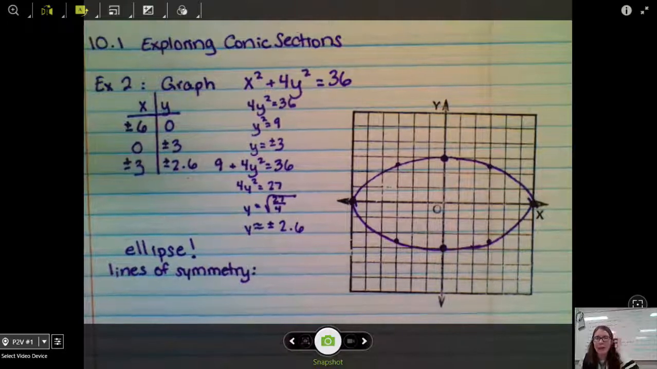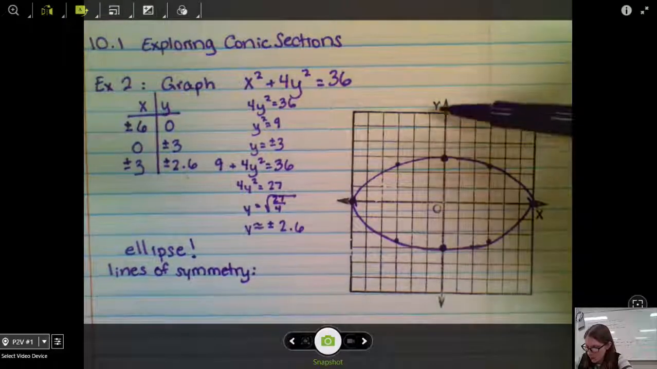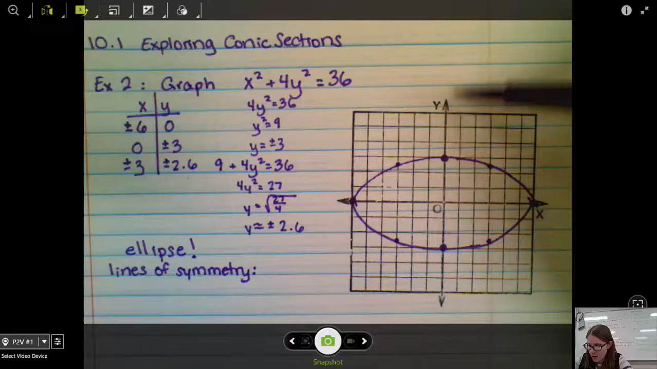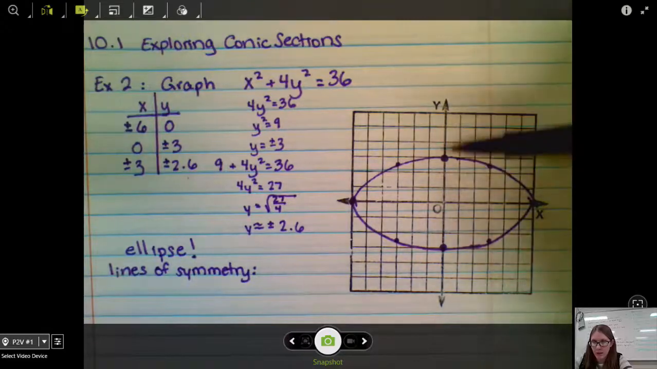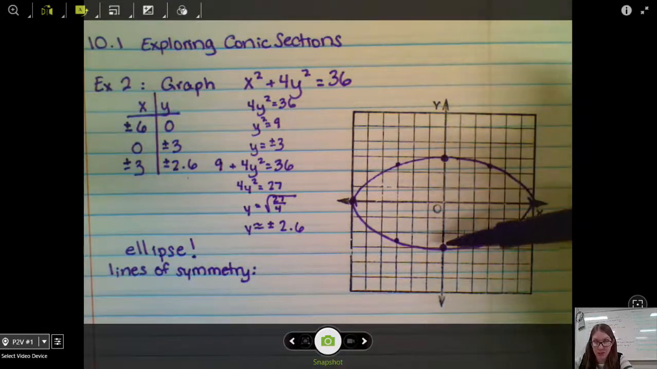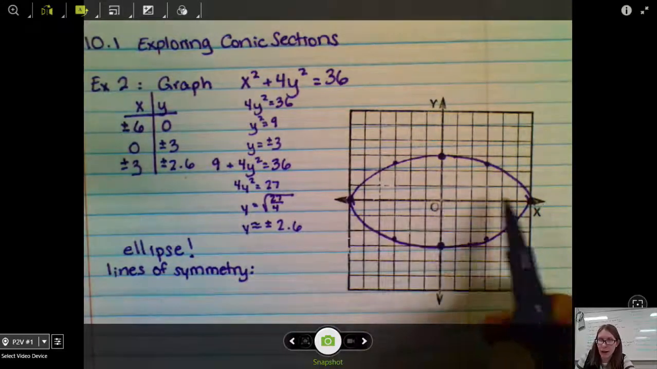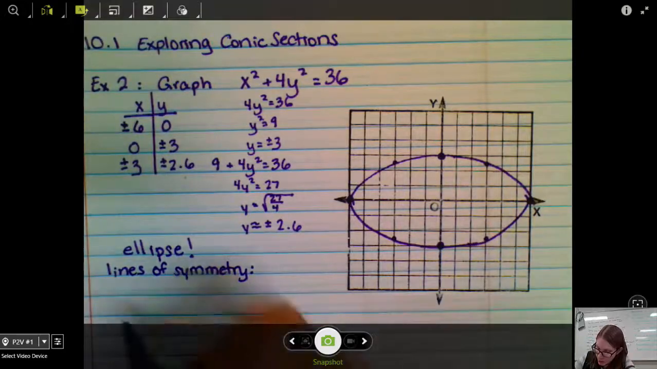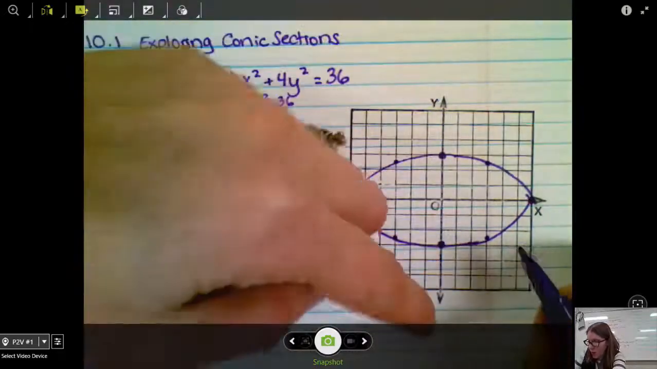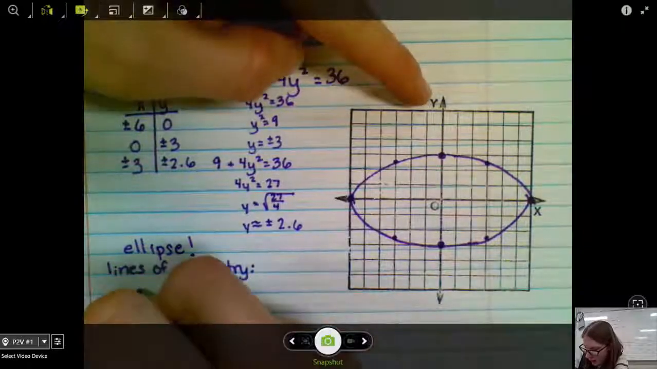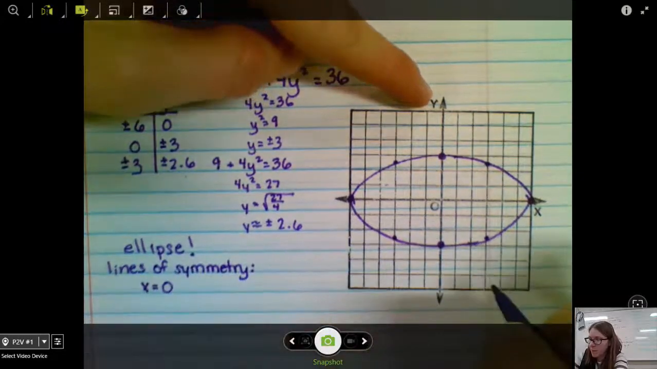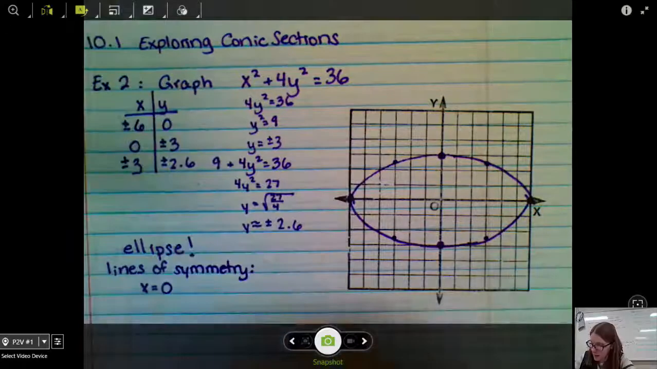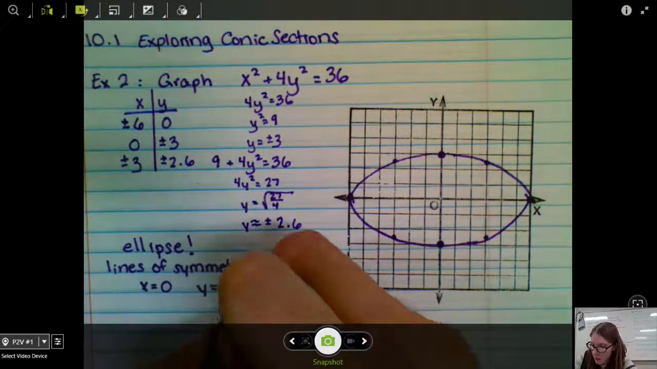So lines of symmetry, again, where is our graph symmetric? Where is our ellipse symmetric? If I folded my paper, where is it going to be the same on both sides? And hopefully you can kind of see, if you fold your paper on the y-axis here, our graph is the same on both sides. Same if we fold our graph over the x-axis, fold our paper here. It's the same on the top and the bottom. So our lines of symmetry, the y-axis is the line x equals 0, and the x-axis is our line y equals 0.